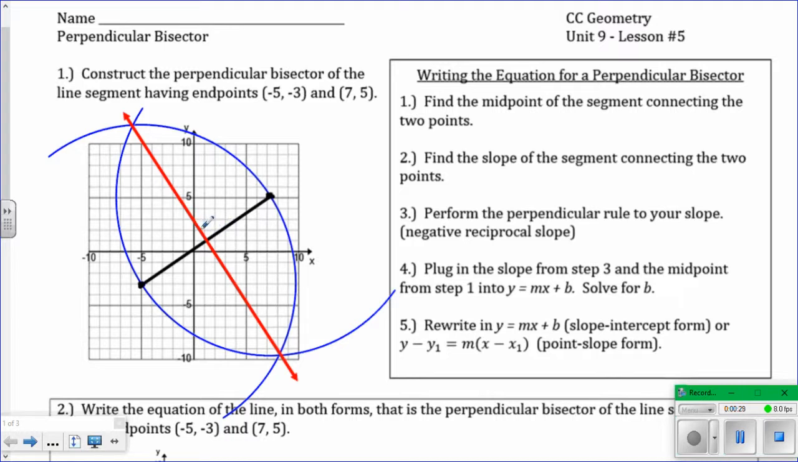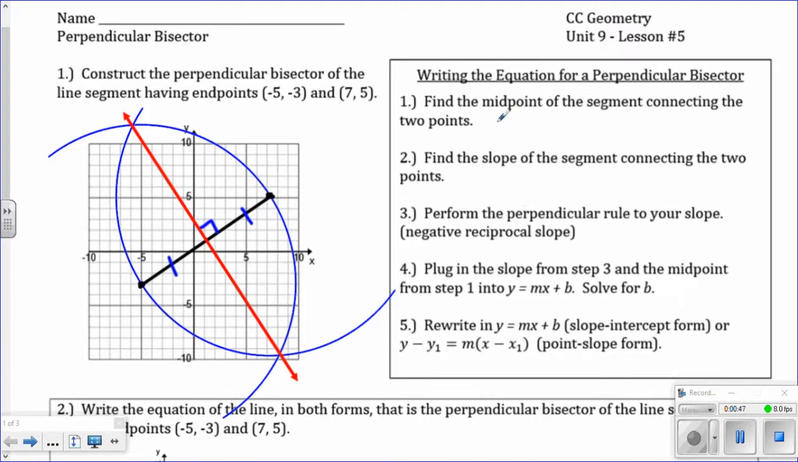First of all, if it's perpendicular, that means that we have right angles, actually 4 right angles. Also, if it's a bisector, it's splitting the segment in half. So I can mark that in, that those two halves are congruent to each other. Now we're going to do this not using a compass, but we're going to do it algebraically.